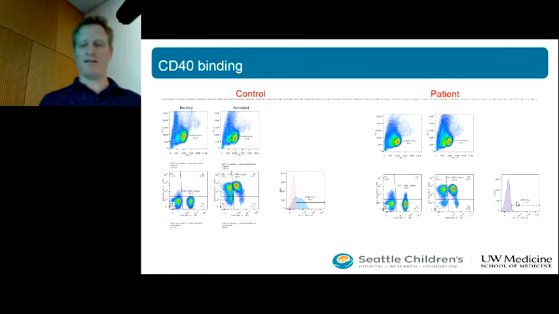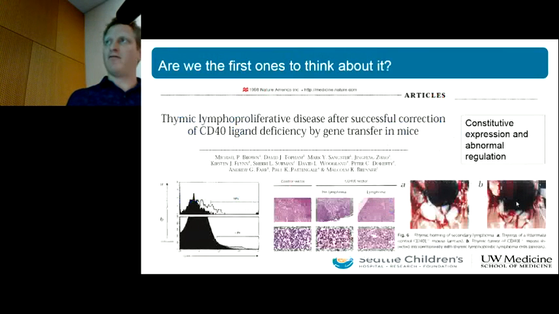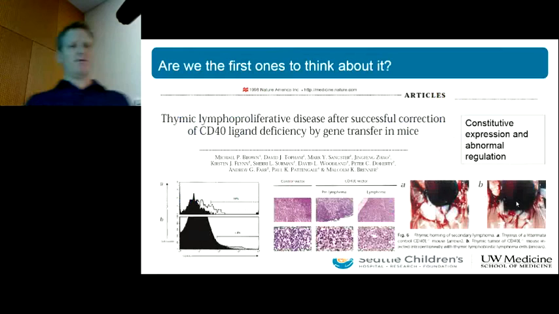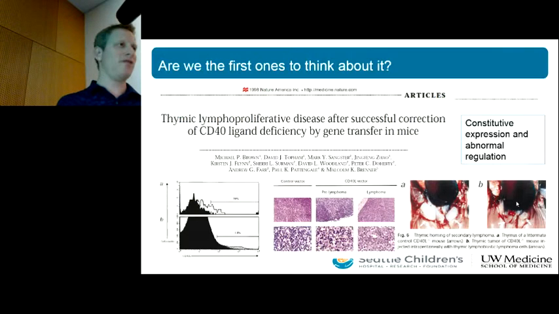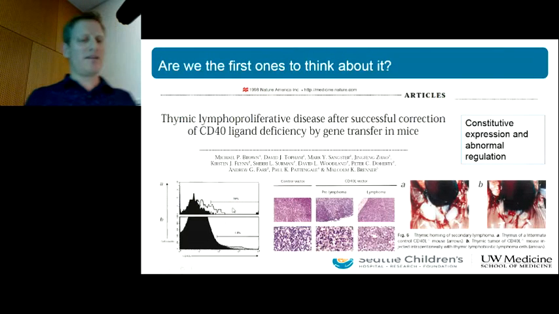Basically, these cells are not functioning. So are we the first to think about repairing CD40 ligand? No, we're not, and people have tried to do it. They used a virus to transfer the CD40 ligand first in mice. And even though we get much better staining, you can see that the repaired cells expressed some CD40 ligand. So they achieved some correction.